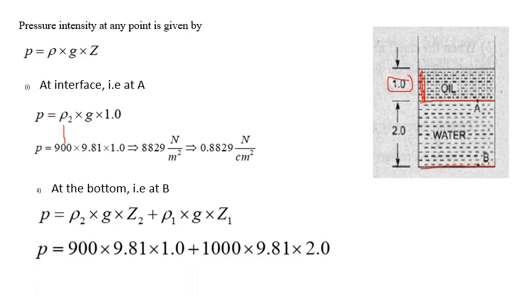Then substitute the values here. The density of the oil is 900, g is 9.81, Z2 is equal to 1 meter, plus the density of water, 1000 into 9.81 into Z1, which is equal to 2 meter. And now the pressure available at the bottom of the tank is equal to 2.8449 Newton per centimeter square.